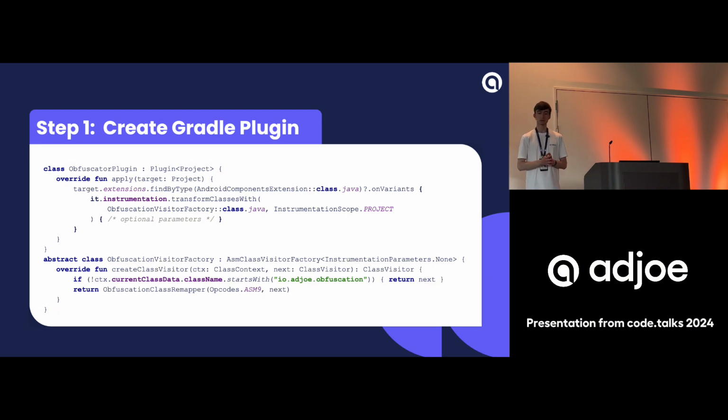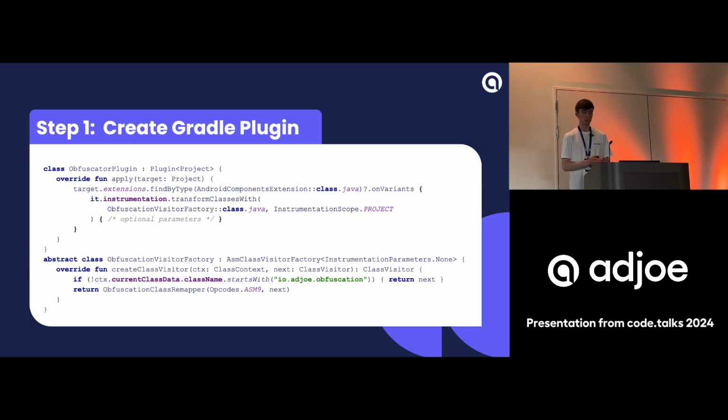Gradle is extendable by plugins, so you can do your own custom stuff, like creating your own code obfuscation. In order to create a Gradle plugin, all you have to do is implement Gradle's plugin interface, which has exactly one function, the apply function, that we override. In that, we add a transformation on our code. In this case, the transformation is specified by the visitor factory, which again has just one function that we need to override, super simple.